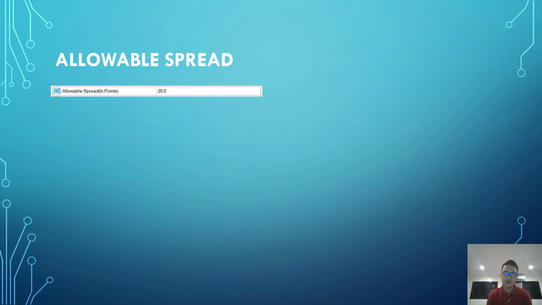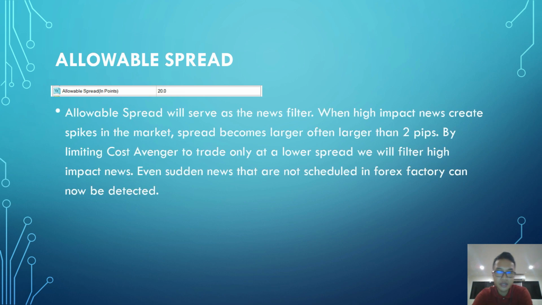So it will detect market volatility. It will detect news because of limiting the spread. So allowable spread will serve as the news filter. When high impact news creates spikes in the market, spread becomes larger, often larger than 2 pips. By limiting the robot to trade only at a lower spread, we will filter high impact news. Even sudden news that is not scheduled in Forex Factory can now be detected.